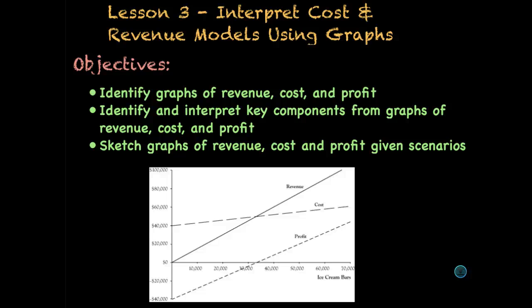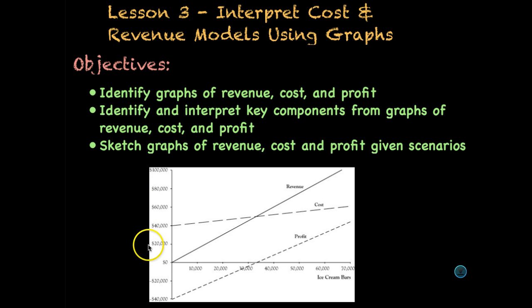Welcome to Lesson 3, Interpret Cost and Revenue Models Using Graphs. Our objectives are to identify graphs of revenue, cost, and profit, identify and interpret key components from graphs of revenue, cost, and profit, and then finally to be able to sketch graphs of revenue, cost, and profit given certain scenarios.